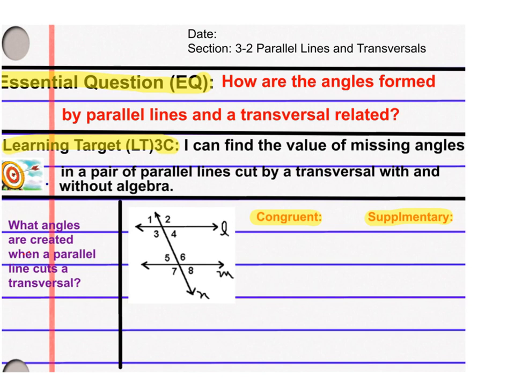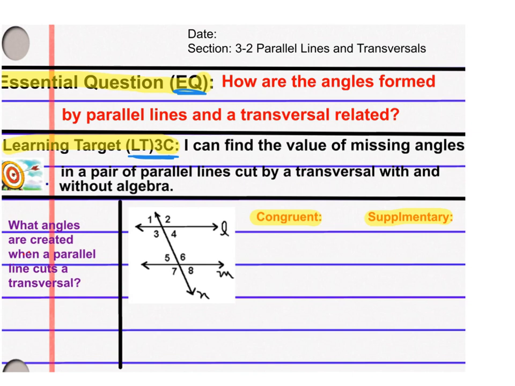All right, then you're going to set up your lines for your Cornell notes. You're going to write EQ or essential question, and you're going to copy the question. How are the angles formed by parallel lines and a transversal related? Then we are on learning target 3C. I can find the value of missing angles in a pair of parallel lines cut by a transversal with and without algebra. So pause the video so that you can get the essential question and learning target down. Go ahead and pause the video. Take the time you need.